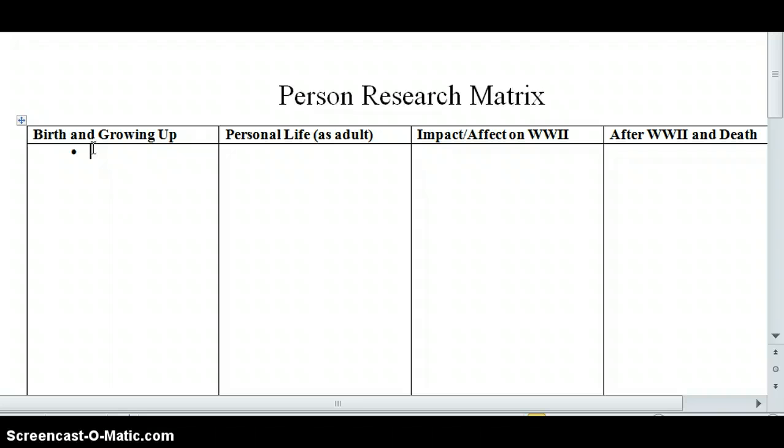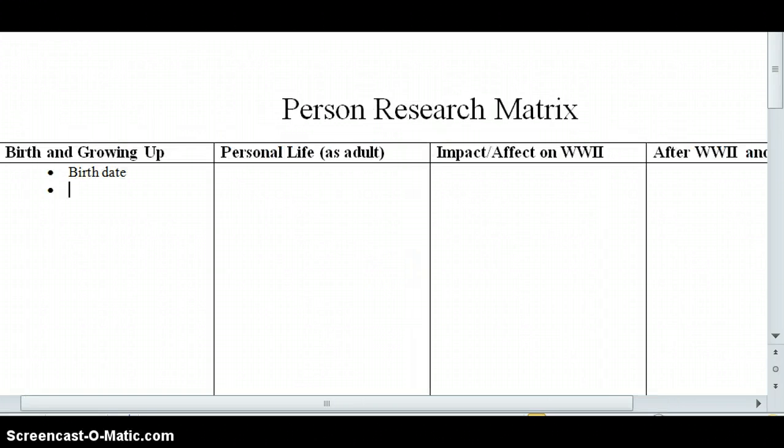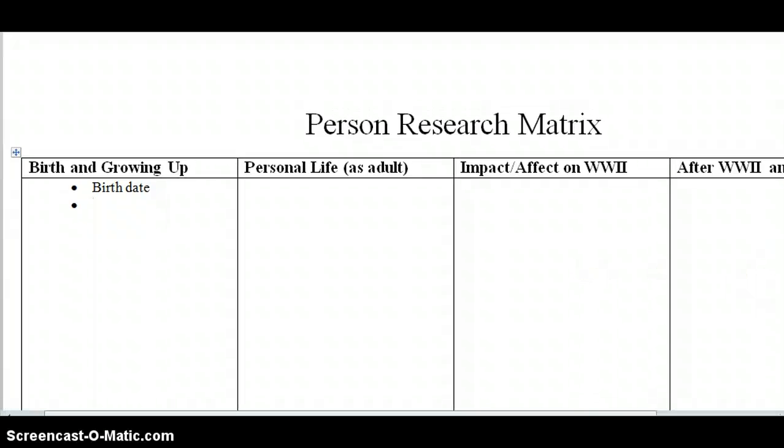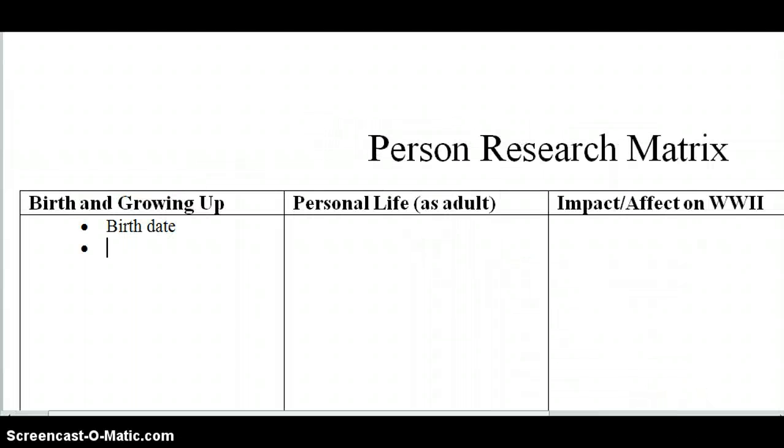All right, so birth and growing up. What's one of the first things I'd want to research about the person that I chose? I'd probably want to know birth date. Okay, so I'm going to start with birth date. And I'm going to try and make this a little bigger here. And I'm going to show just one category at a time. Okay. I'm going to go to 110%. Can you see that better?